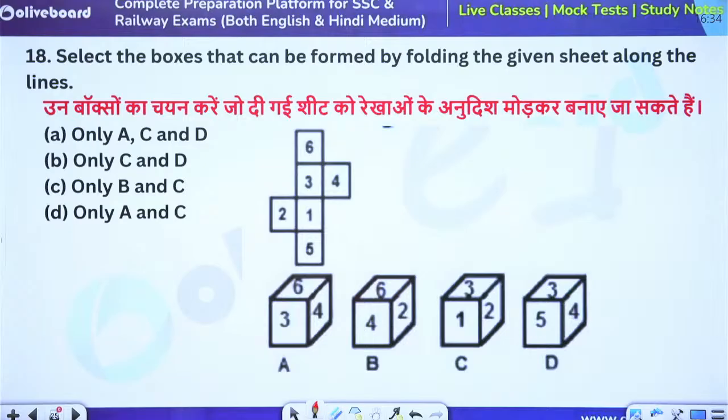Now, this is a good one. This is open chart based. Try to solve this quickly. Good, very good.